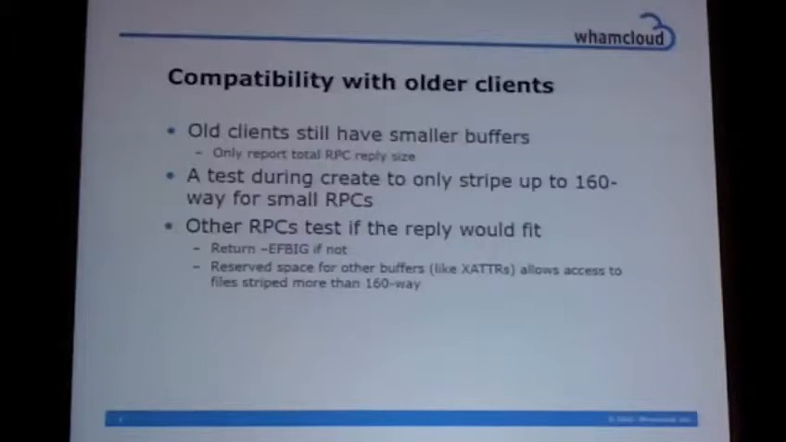For the create phase, we actually need to make sure whether the client has the small or large buffers, and if it's the small buffers, we need to only stripe all the way up to 160 in a compatible manner. Then all other RPCs that might return striping information must check that the striping information, whatever that is, would fit into the provided reply buffer. And if it's too small, we will just return an EFBIG error, and so the client just won't be able to work with certain large striped files. The good thing, as I said, is that the buffers are not exactly fixed, so it's possible for older clients to actually work with files striped more than 160 ways.